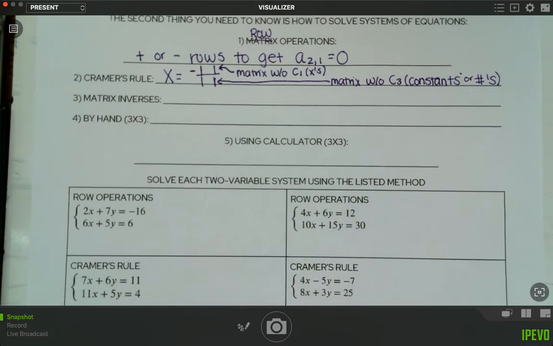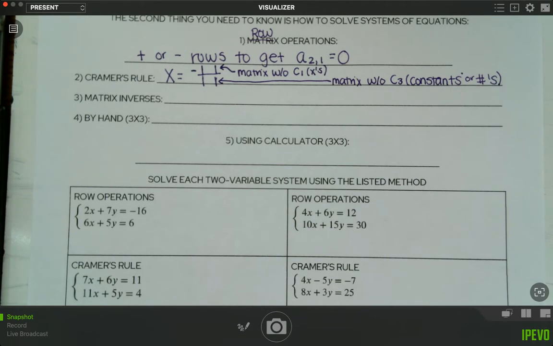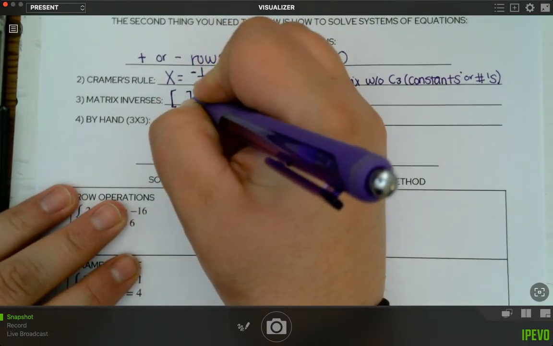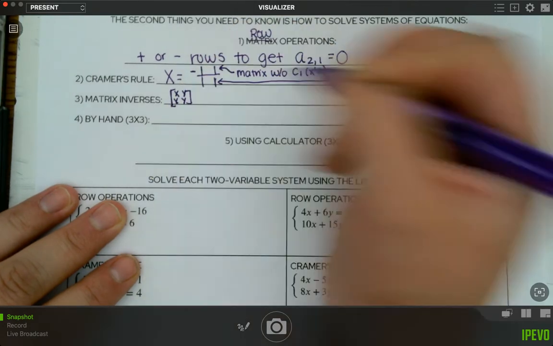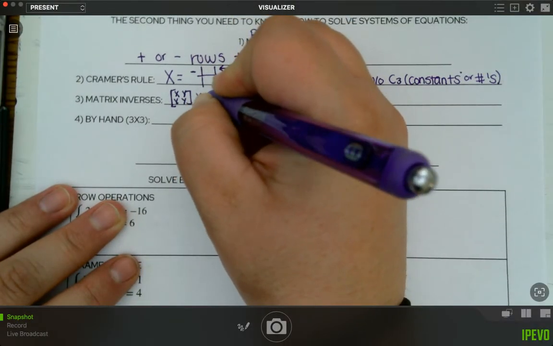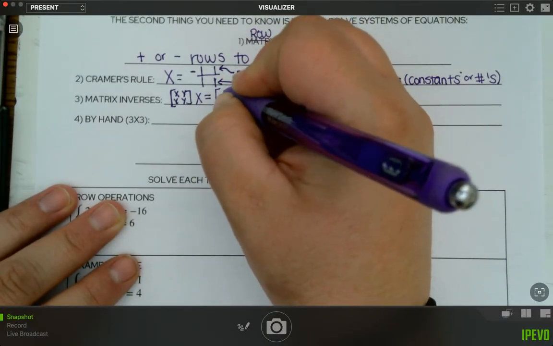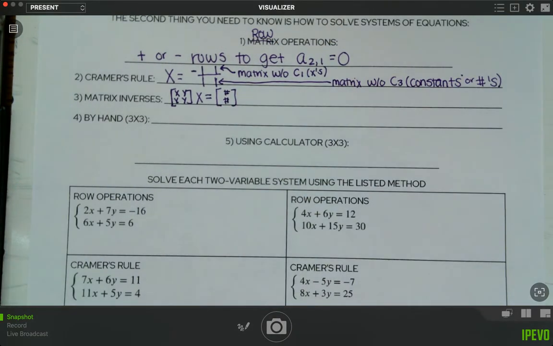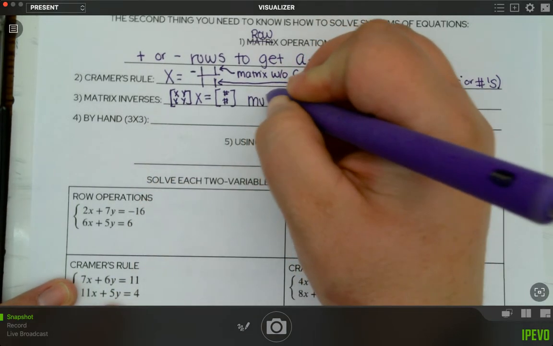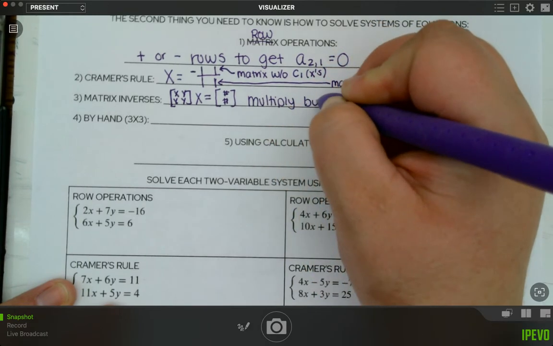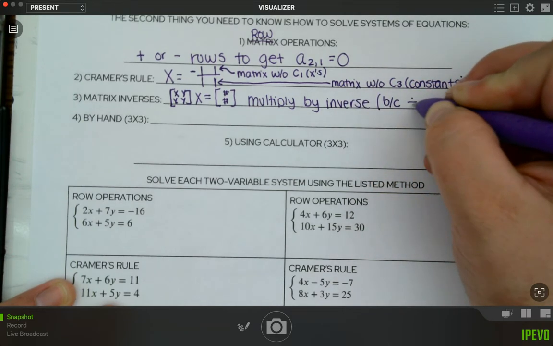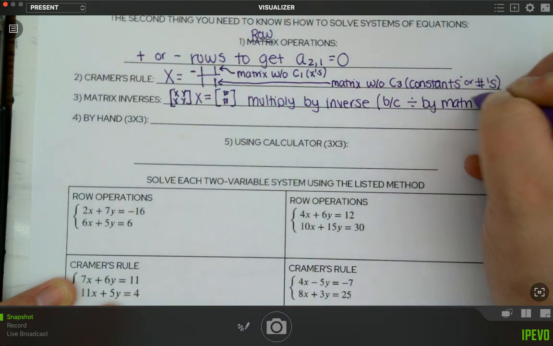And then matrix inverses is when you want to set it up like this, where you have a matrix with your x's and your y's, okay, with the numbers in front of them, and then you have your matrix that you want to find, and it equals numbers over here. So instead of setting it up like one big matrix, you put the variable coefficients over here and the numbers over here, and then you multiply by the inverse, because dividing by matrices isn't possible.